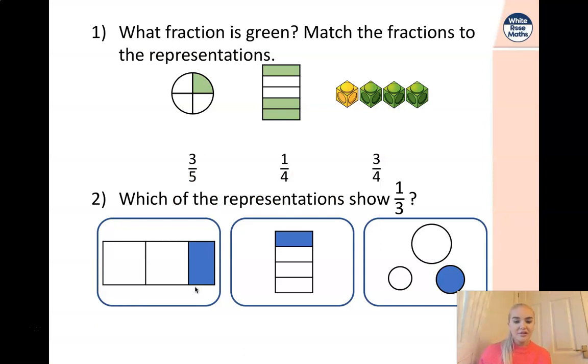Some more questions now just to get your brain warmed up for today's lesson. So pause the video here and have a go at completing the following questions, please.